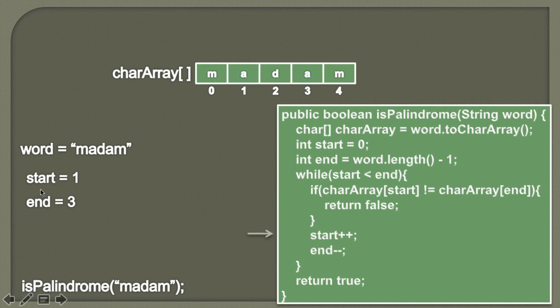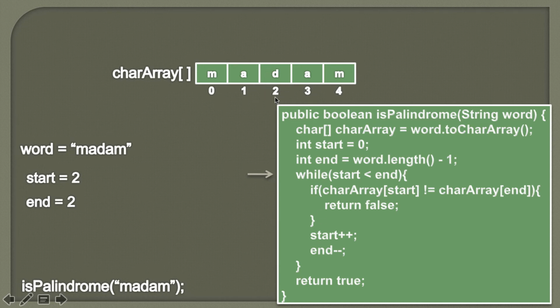And then we'll simply increment start by 1 and decrement end by 1. So start becomes 2 and end becomes 2. So friends, here you can see start and end will point to index 2, which is D, and this is the only index left now. And if we check whether start is less than end, here you can see 2 is not less than 2. Therefore the condition in the while block comes out to be false.